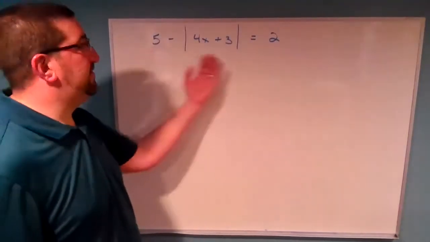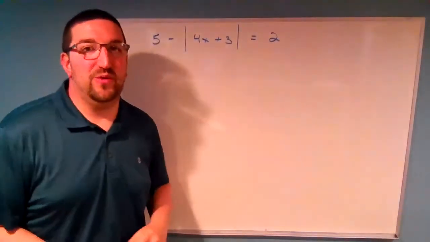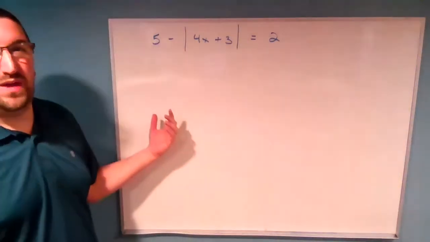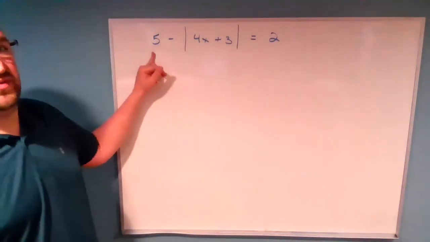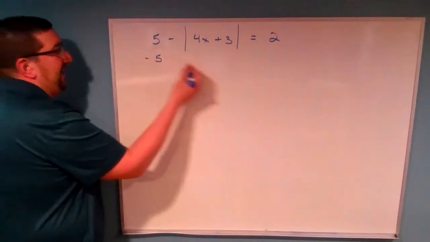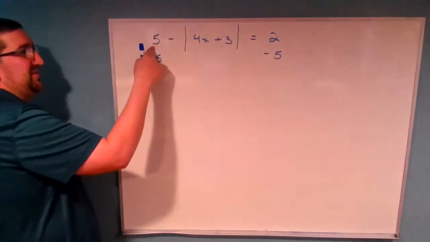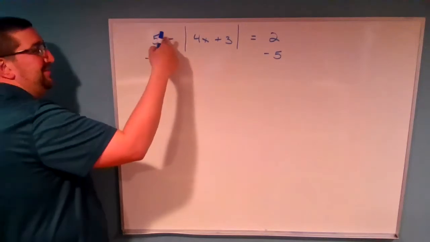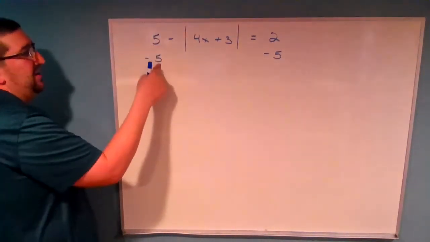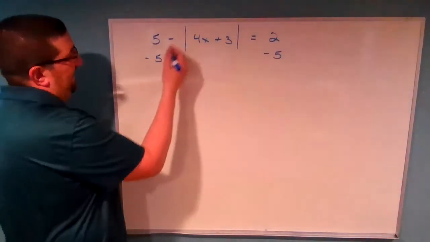Okay, this problem just looks a little bit different, right? We have 5 minus the absolute value of 4x plus 3 equals 2. What we have to do here is we have to get rid of this 5. So we would subtract 5 from each side. A lot of times with this 5 minus, people are tempted to add that 5. We have to make 5 0, so we have to subtract 5 there. So what are we left with?